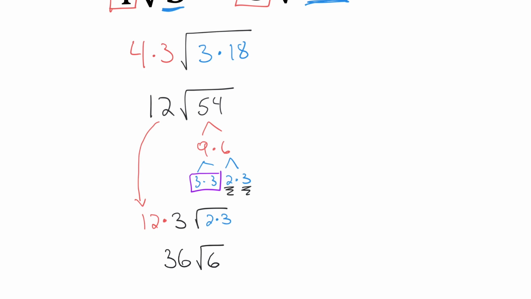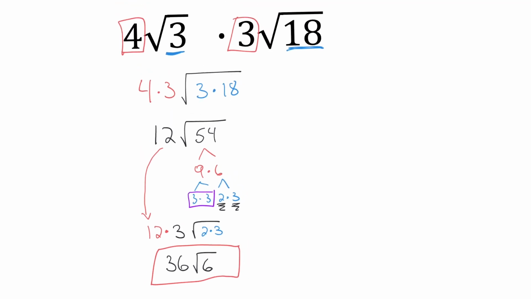So the answer in radical form, or the exact answer, when you multiply, let me just zoom out a little bit so you can see the multiplication. When you multiply 4 square root of 3 times 3 square root of 18 equals 36 square root of 6.